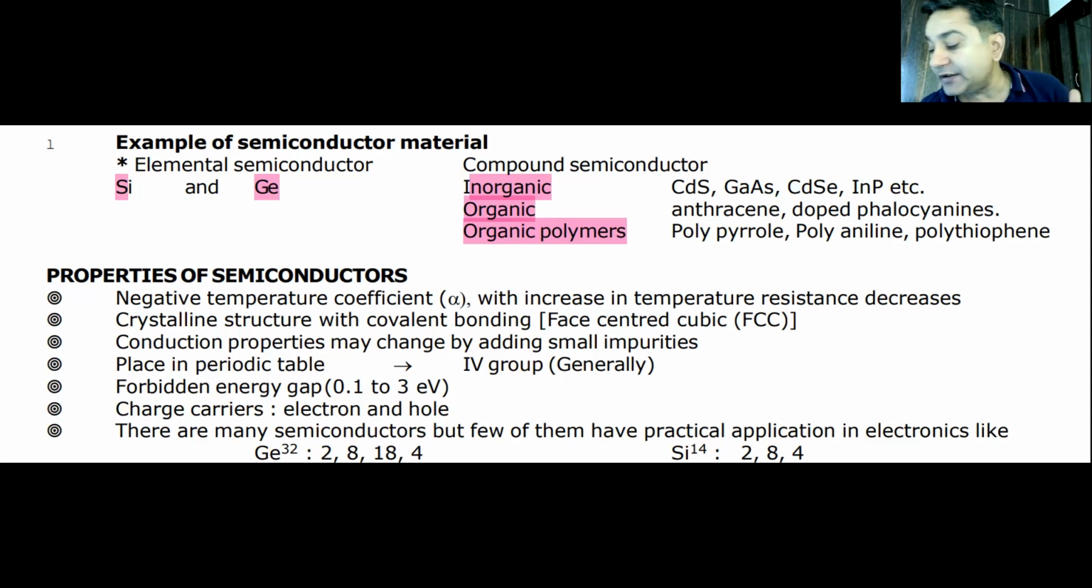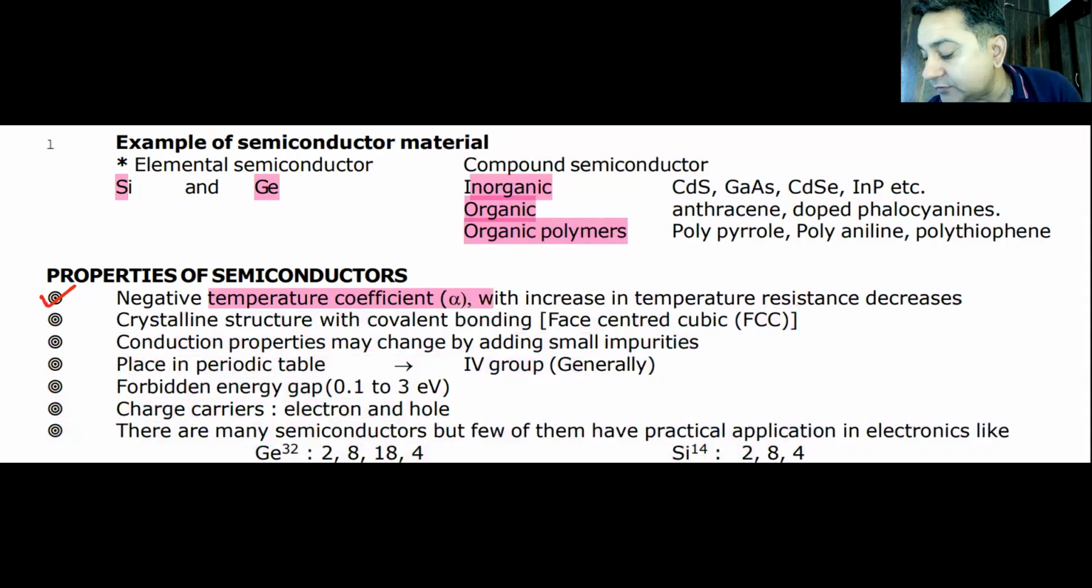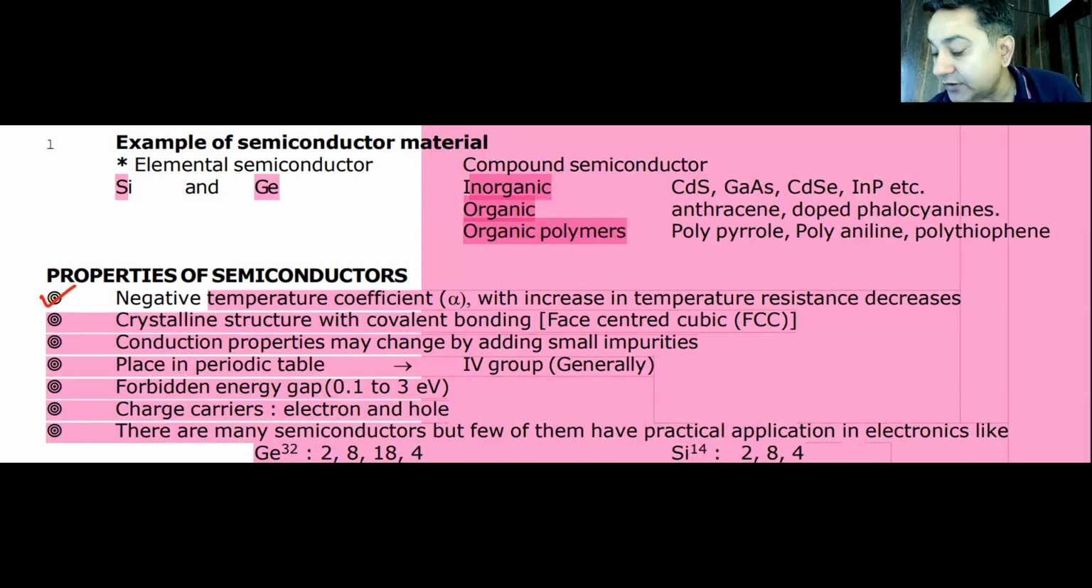What we have to understand here is the basic properties of a semiconductor, and the first property is negative temperature coefficient alpha.